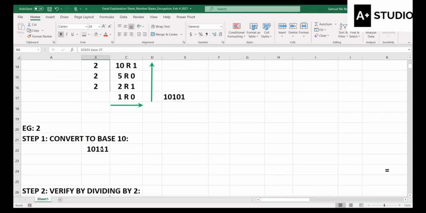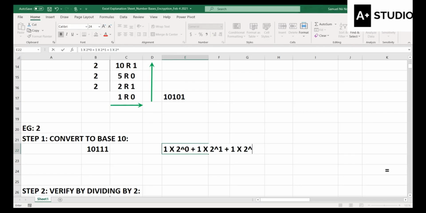So here, first of all, look at the position of the digit. This one will be raised to the power 0. This will be raised to the power 1. This will be raised to the power 2. This will be raised to the power 3. This will be raised to the power 4. So let's do that here. So the first one, 1 times 2 raised to the power 0 plus 1 times 2 raised to the power 1 plus 1 times 2 raised to the power 2 plus 1 times 2 raised to the power 3.